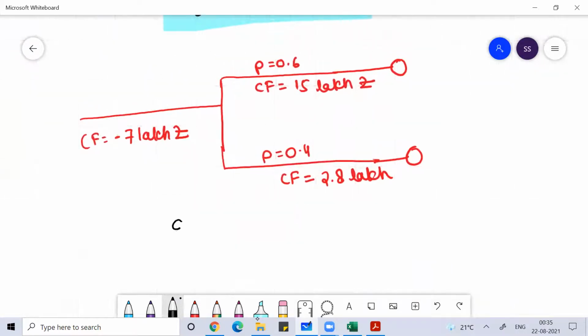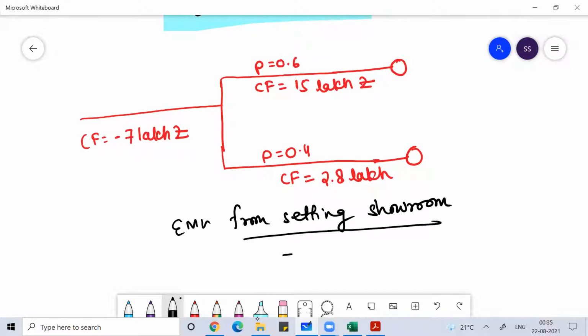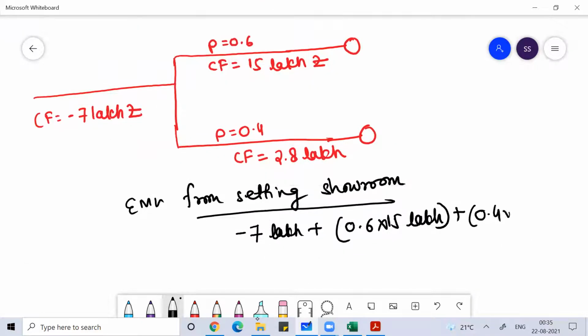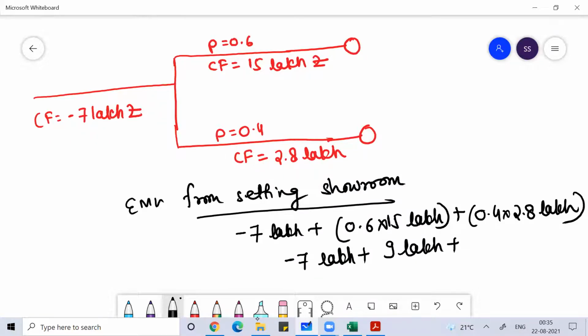So the economic value of setting up the showroom, if you try to find it, will be how much? -7 lakh plus 0.6 into 15 lakh plus 0.4 into 2.8 lakh. So -7 lakh plus: 15 sixes are 90, so 9 lakh, plus 8 fours are 32, 3 carry 1, 1.12 lakh. That means 10.12 minus 7. 10.12 minus 7 means 3.12 lakh.